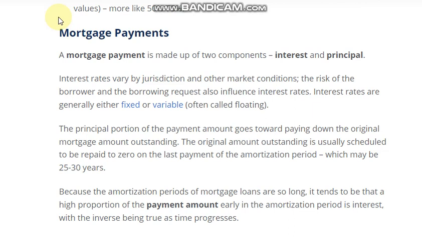The principal portion of the payment amount goes toward paying down the original mortgage amount. The original amount outstanding is usually scheduled to be repaid to zero on the last payment of the amortization period, which may be 25 to 30 years.